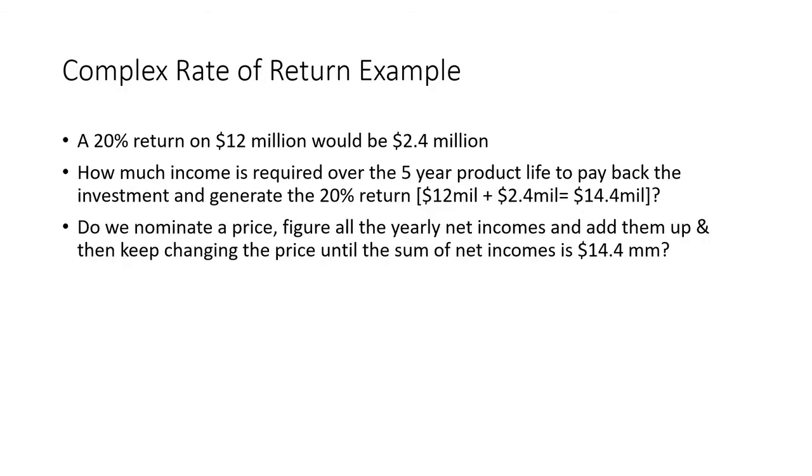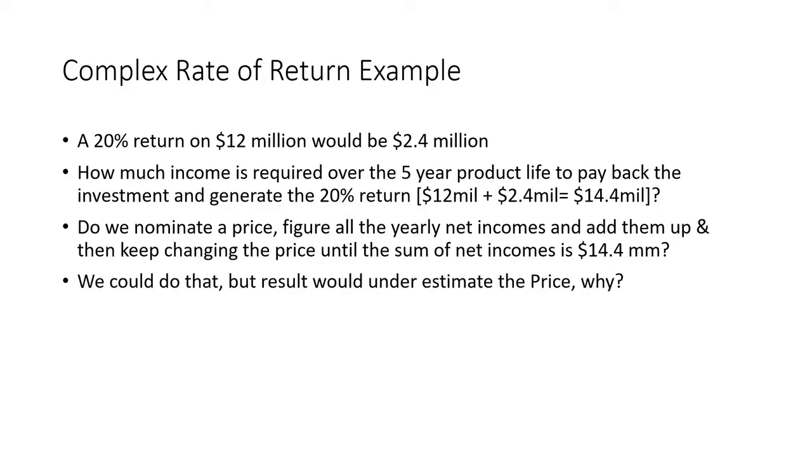Now, does this mean that we nominate a price for the product, figure out all the yearly net incomes, and then just add them up and keep changing the price until the sum of those net incomes is $14.4 million? Well, that's close, but it's not correct. Because if we do that, we would be underestimating the price of the product. And why is that?